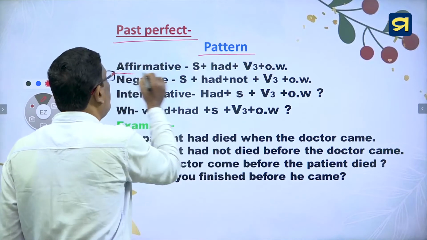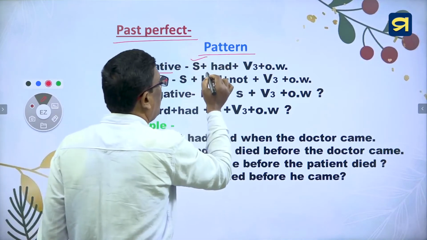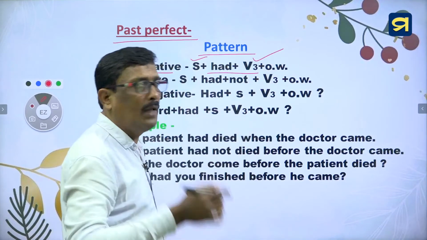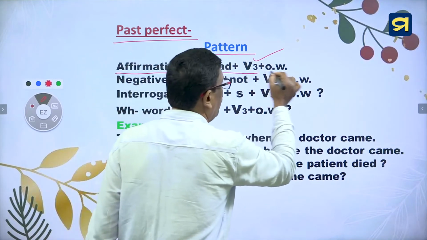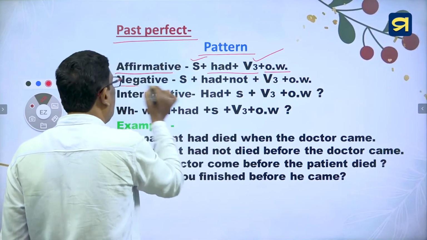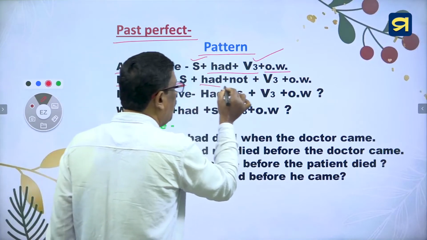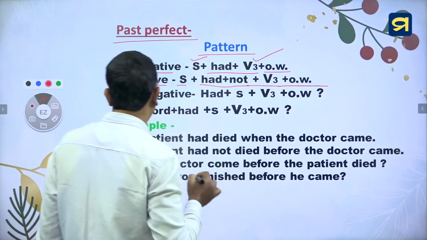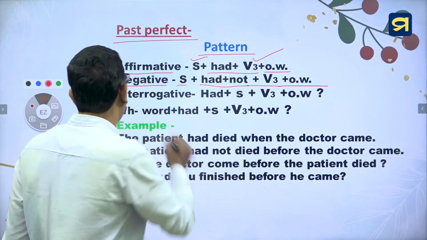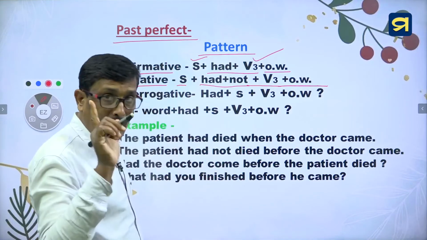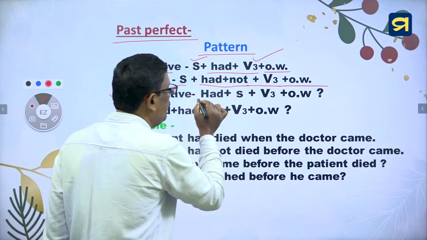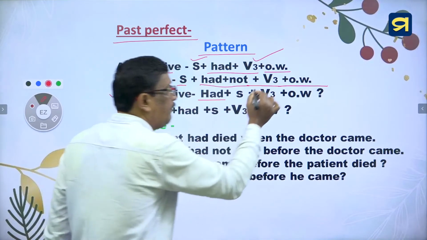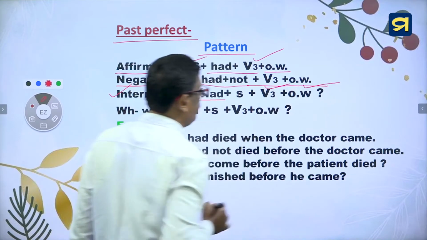For an affirmative sentence: subject followed by had, then V3. V3 means the past participle form of the verb, and then other words if any. Similarly, for negative: subject followed by had, then not, followed by V3, then other words. For yes-no interrogative, had is used at the beginning of the sentence, then the subject followed by V3, then other words.